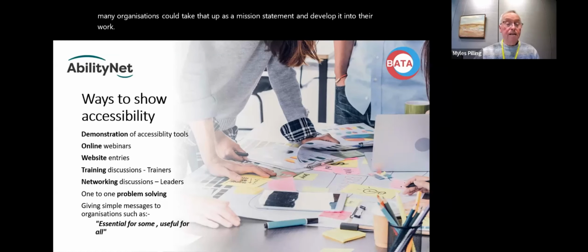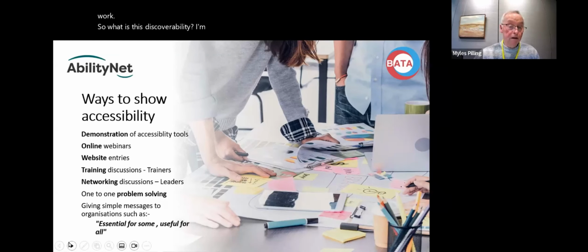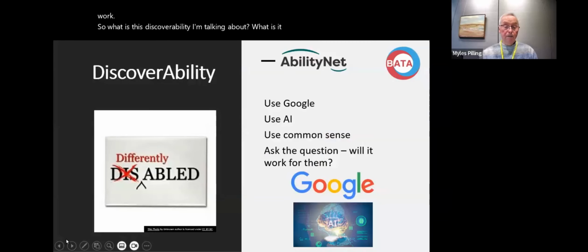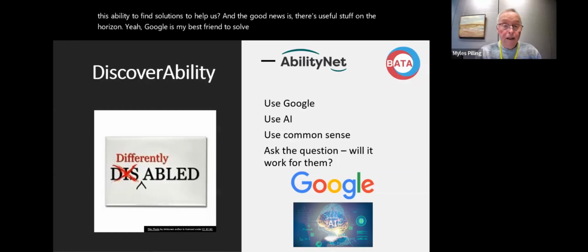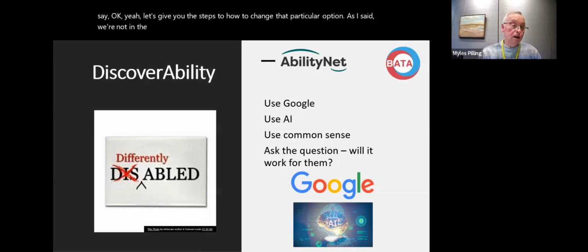So what is this discoverability I'm talking about? What is it that can enable us to develop this ability to find solutions to help us? And the good news is there's useful stuff on the horizon. Yeah, Google is my best friend to solve many of my problems, because it will just say, okay, let's give you the steps to how to change that particular option. As I said, we're not in the situation where when you switch the machine on, it just does it. And that is the point.